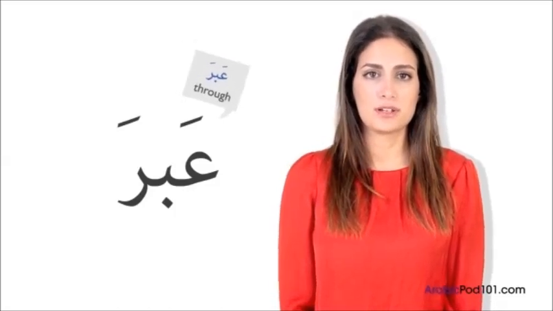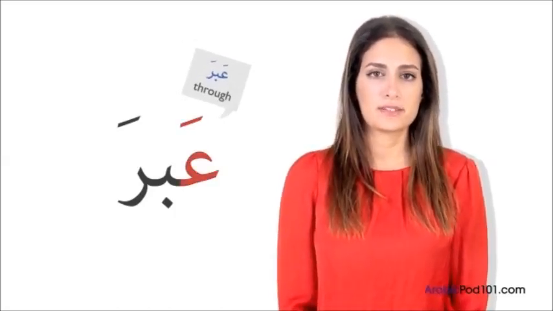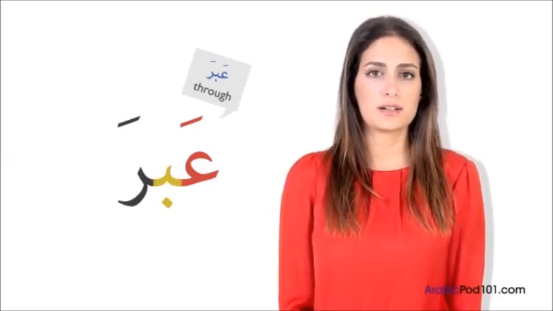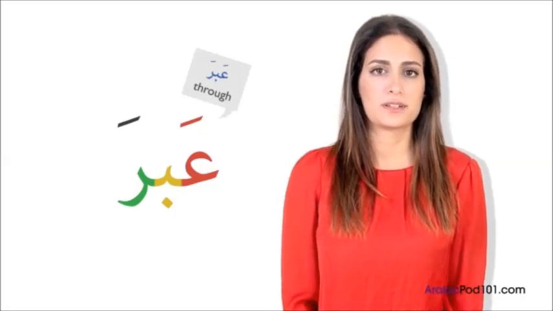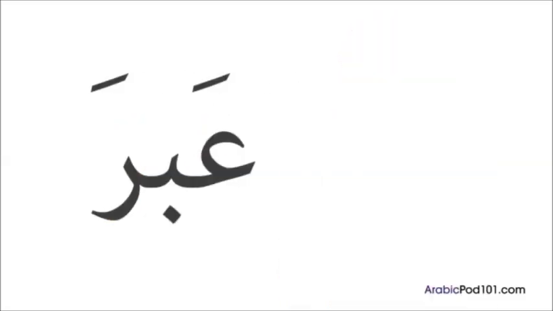Now let's learn some words using these two letters combined with some of the letters we learned before. Our first word is abra, meaning through. Ayn is in the initial form with a fatha on top. Then we have the ba in the medial form without voweling, connected to the ra in the final form with a fatha on top. Let's write it. Abra.